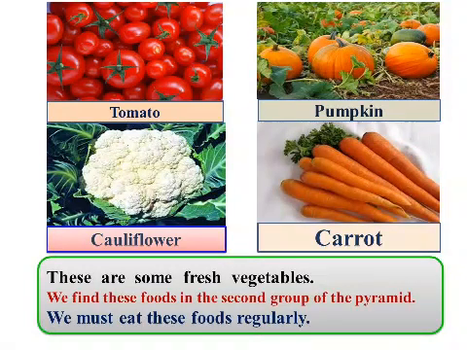Here we see tomato, pumpkin, cauliflower, and carrot. All these are vegetables. We find these foods in the second group of the pyramid. We must eat these foods regularly.